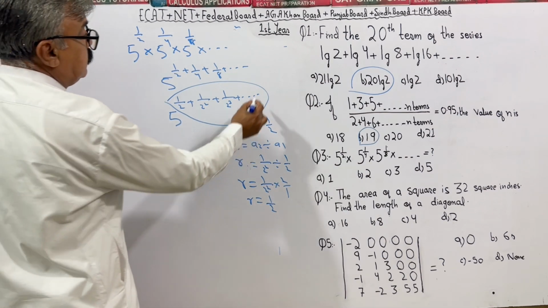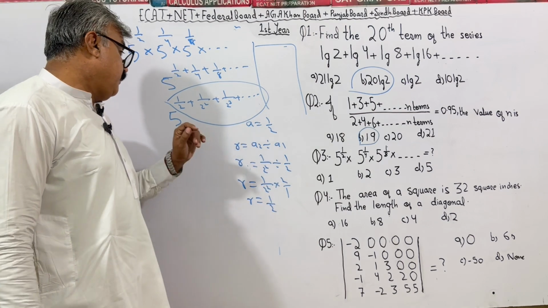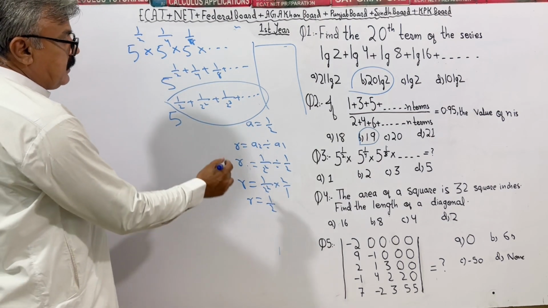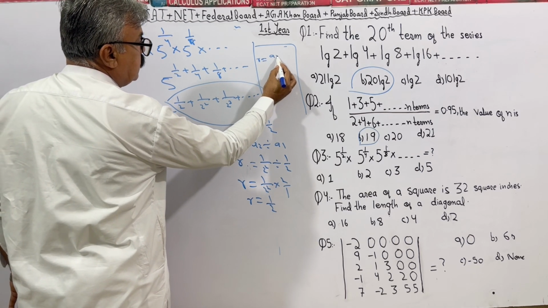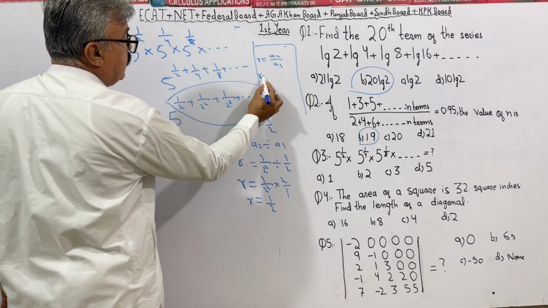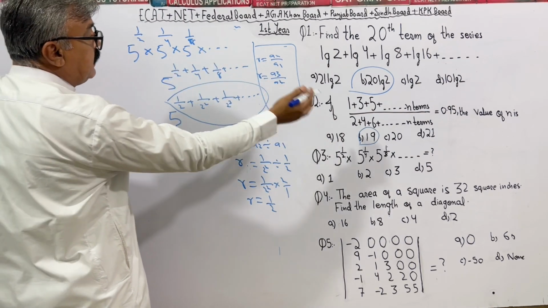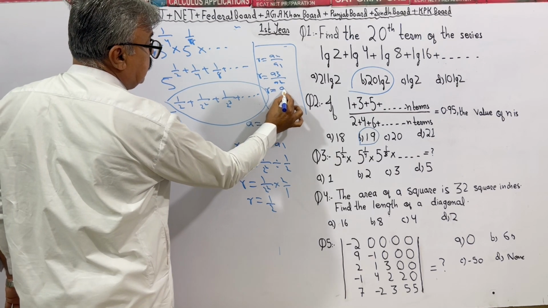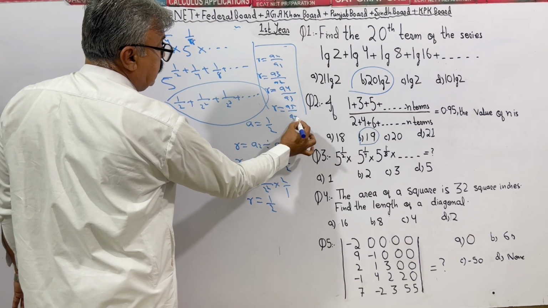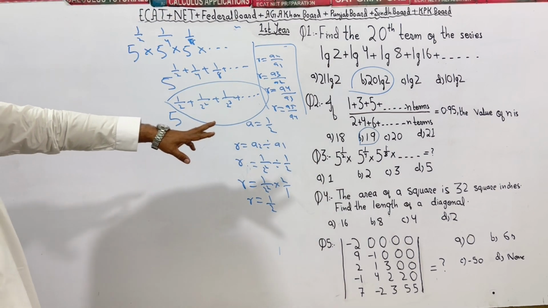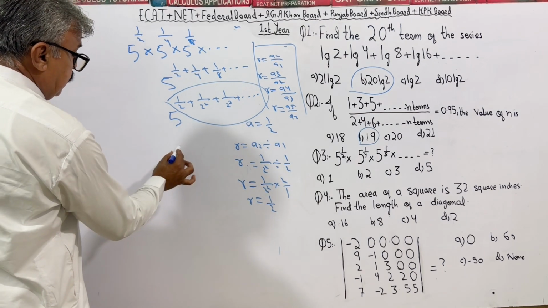One can also find R by taking any two consecutive terms, dividing the latter one by the preceding one. R is equal to A2 divided by A1, which is equal to A3 upon A2. R can be written as A4 over A3, as A5 over A4 and so on. Take any two consecutive terms, divide the latter one with the first one.